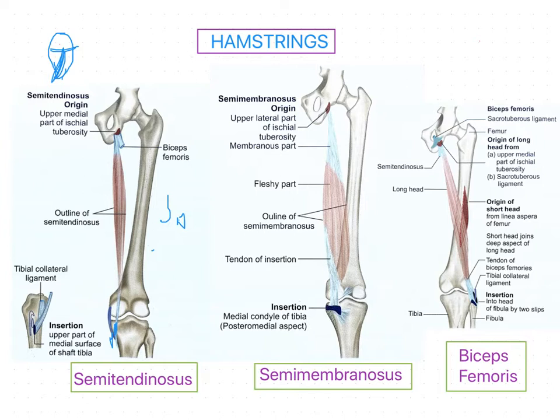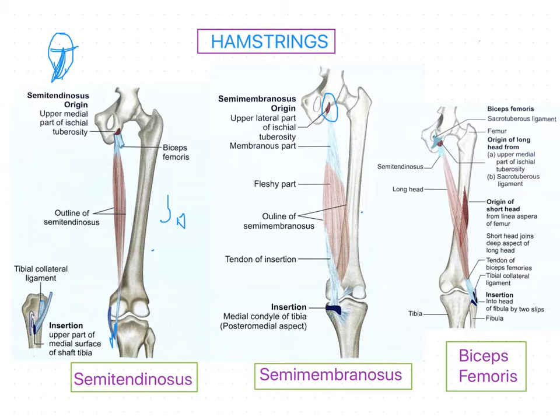Now if you see the semimembranosus, it originates from the upper lateral part of the ischial tuberosity, and it is inserted into the medial condyle of tibia, and it is supplied by the sciatic nerve, the tibial part.